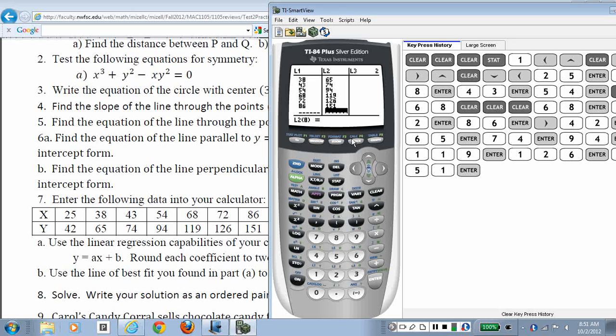Once you get to the bottom of the L2 list, make sure you have the same number of numbers in each list so you do not get the dreaded dimension mismatch error. And make sure your numbers match the numbers that are given. And they appear to.